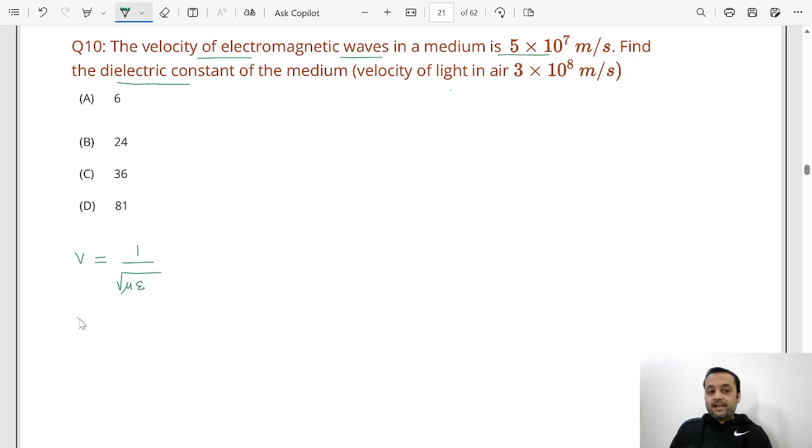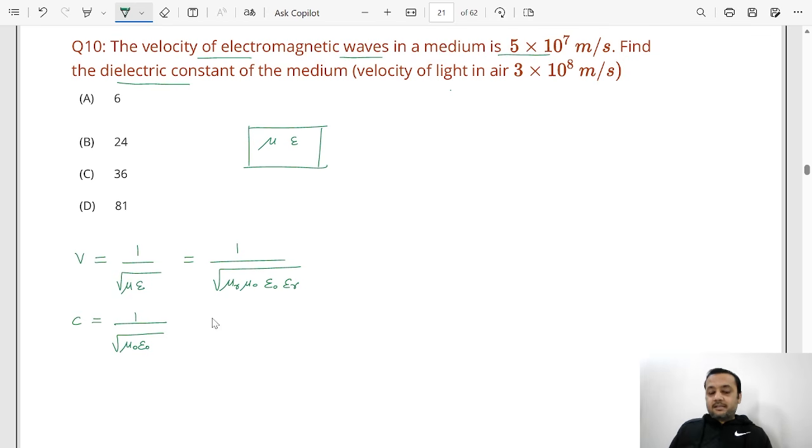Now, for the velocity of light in air or vacuum, and air and vacuum we treat synonymously, that will be 1 under root of mu naught into epsilon naught, right? Now, what is mu? Mu is the permeability of the medium. For example, suppose this is some medium. So mu will be the absolute permeability of this medium, and epsilon is the absolute permittivity of this medium, right? Now try to recall that mu is equal to mu relative into mu naught, and epsilon will be epsilon naught into epsilon r, correct?